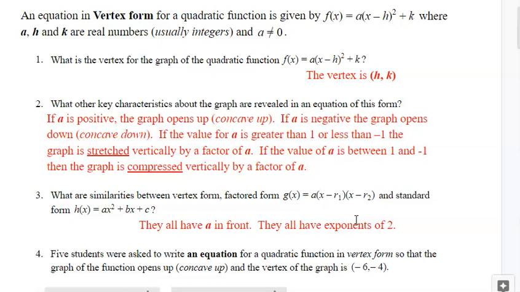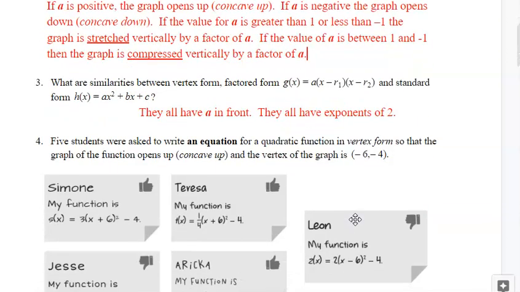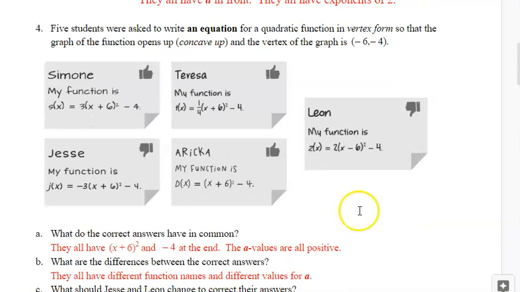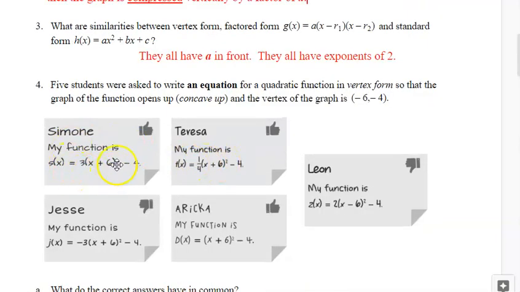All right, so the next question that you're given is you have 5 students, and they have written an equation, or tried to write an equation for a quadratic function in vertex form so that the graph opens up, or is concave up, and the vertex of the graph is (-6, -4). So you'll notice the thumbs up and the thumbs down. The ones that are thumbs up are correct, and the ones that are thumbs down are incorrect. So the question is, what do the correct answers all have in common? So let's look at these.